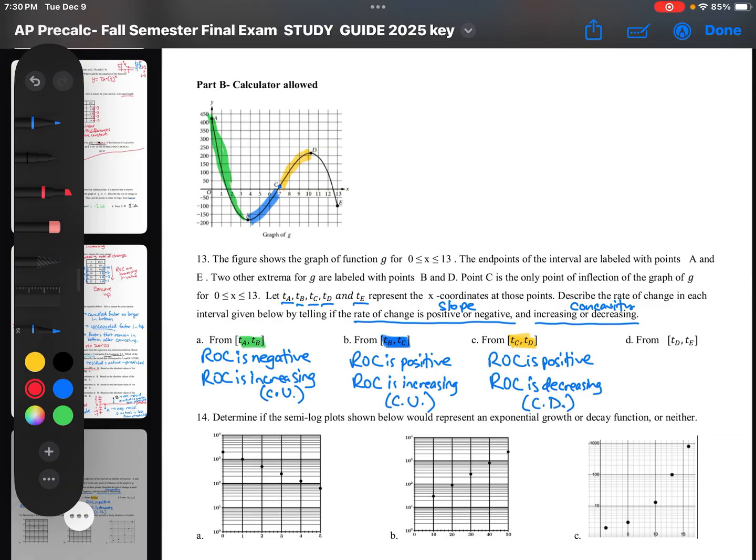And then finally we have from D to E. From D to E, I can see that the rate of change is negative.